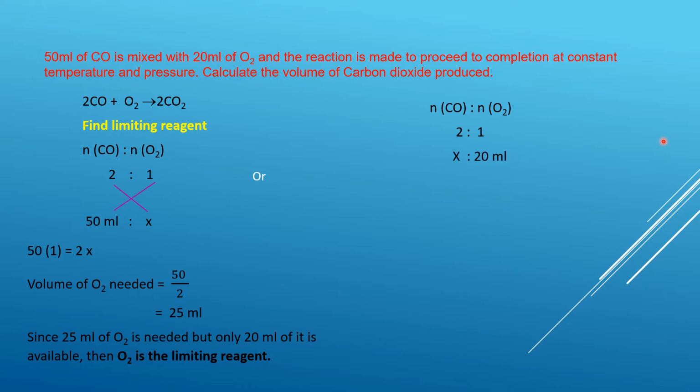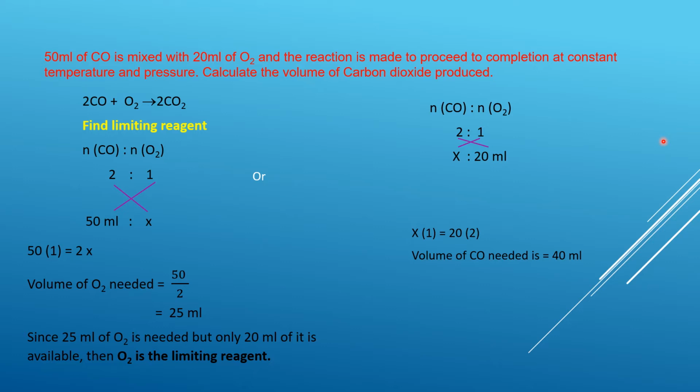So we are swapping the equations around. In this case, if oxygen is 20 ml, then how much carbon monoxide is going to be needed? We're again going to do the crossover method where X is multiplied by 1 and 20 ml is multiplied by 2. So we are going to find the value of X, which comes to 40 ml.